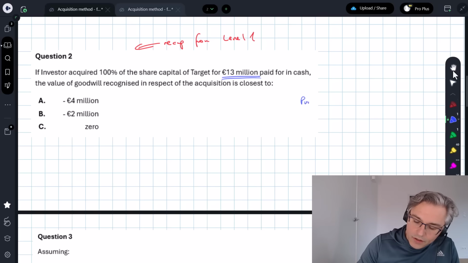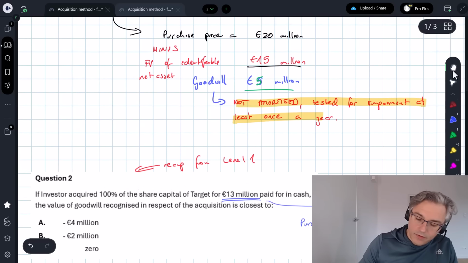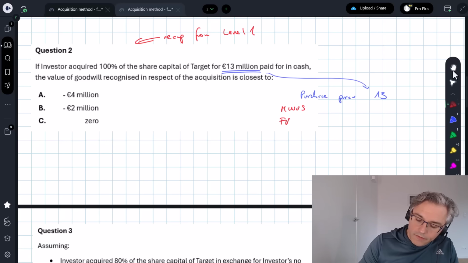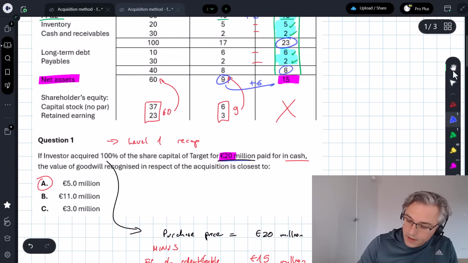So purchase price drops to 13. I'm following the same logic as before. Have purchase price at the top, and now when I deduct the fair value of the net identifiable assets of the subsidiary, which are still the same 15 that we had before, that's not going to change.